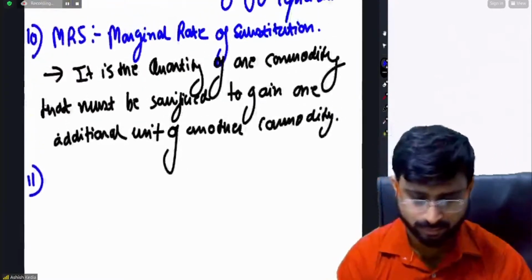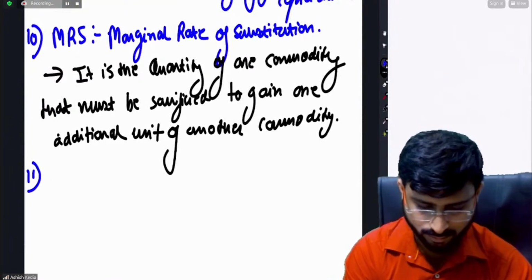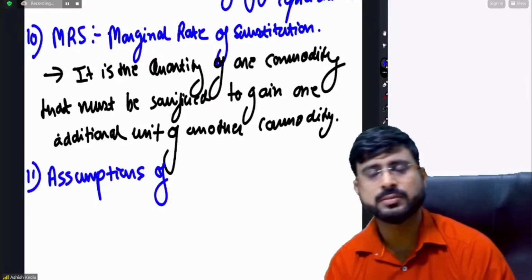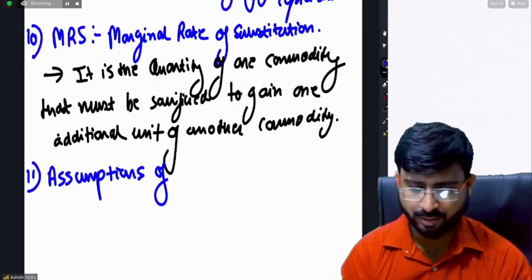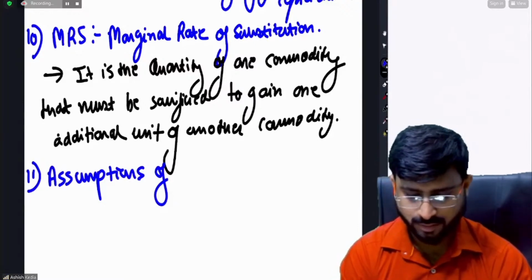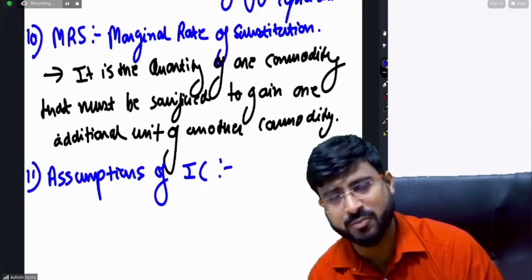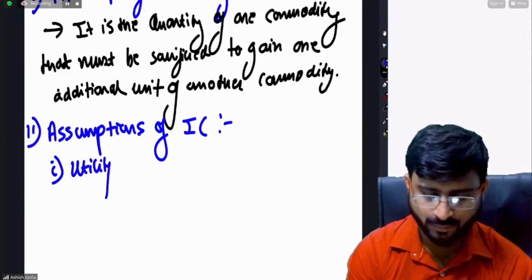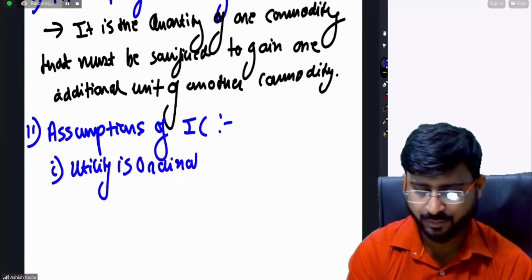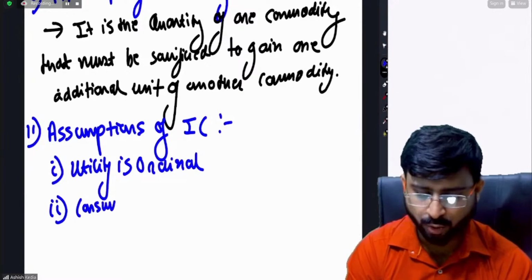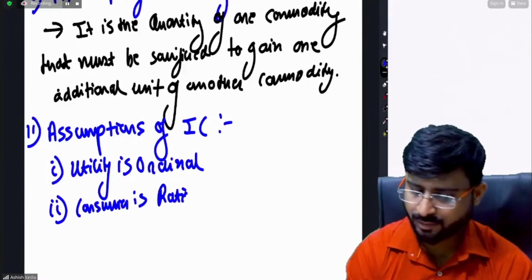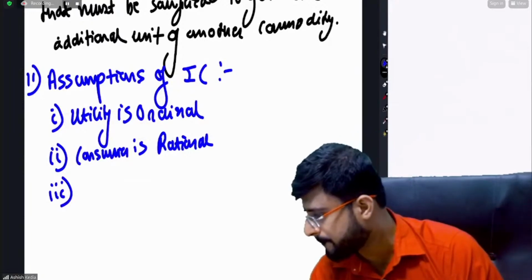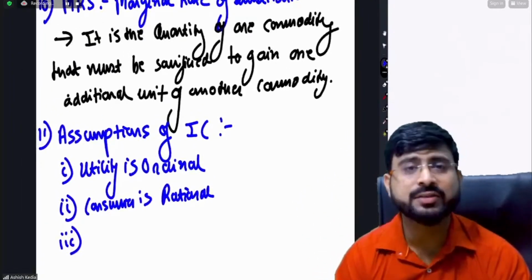Number 11. Assumptions of IC. Indifference curve analysis. Assumptions. Number 1. Utility is ordinal. Number 2. Consumer is rational.